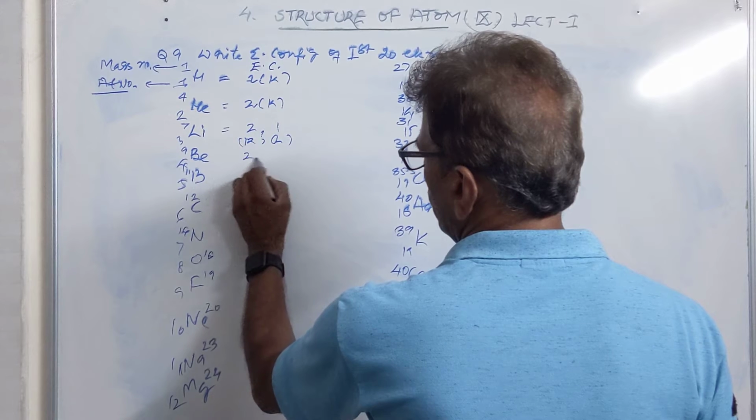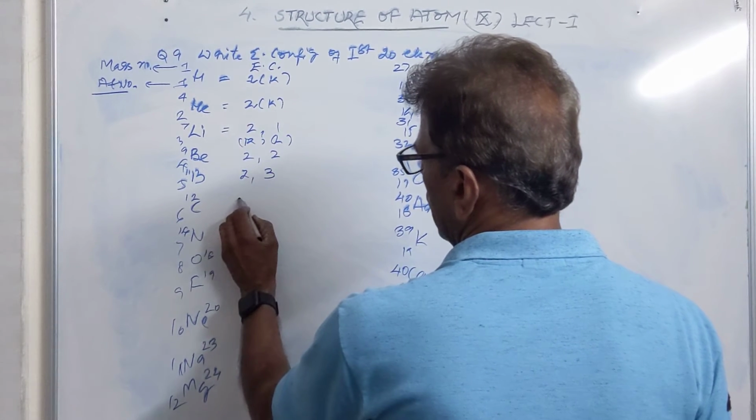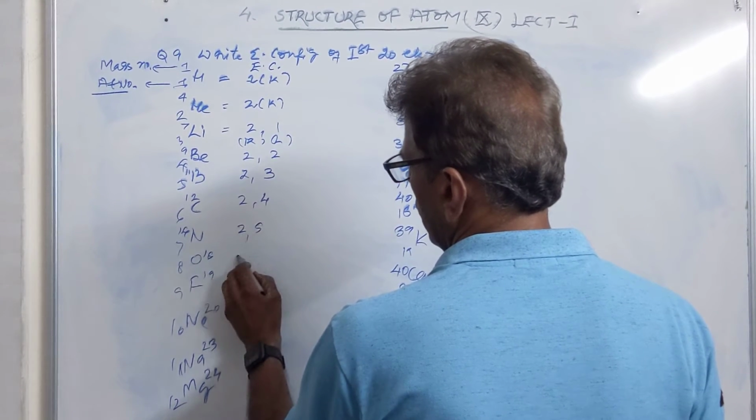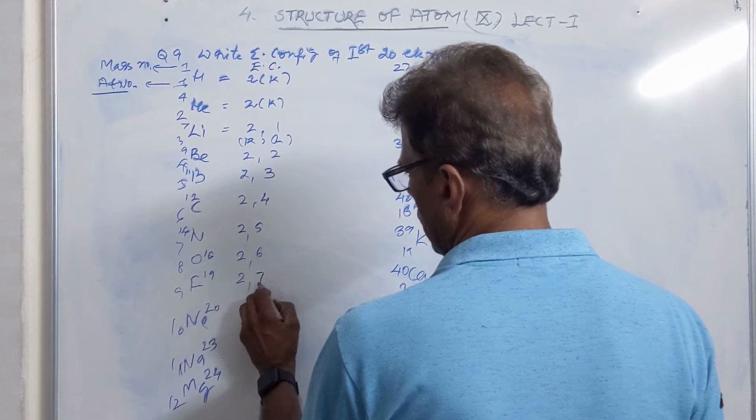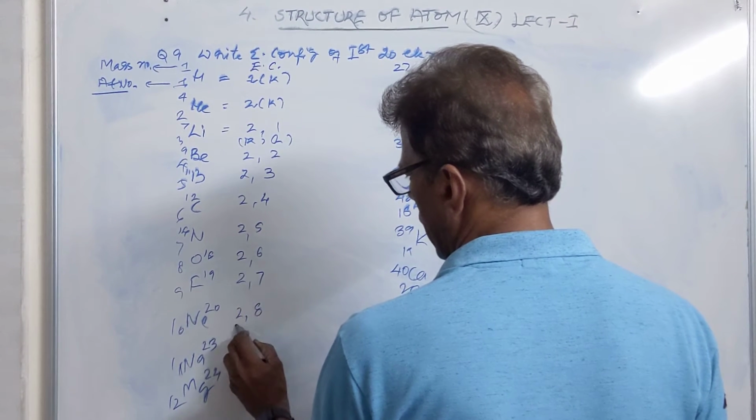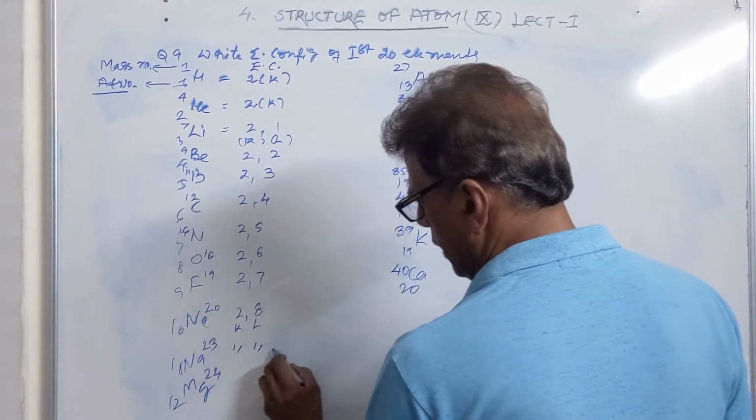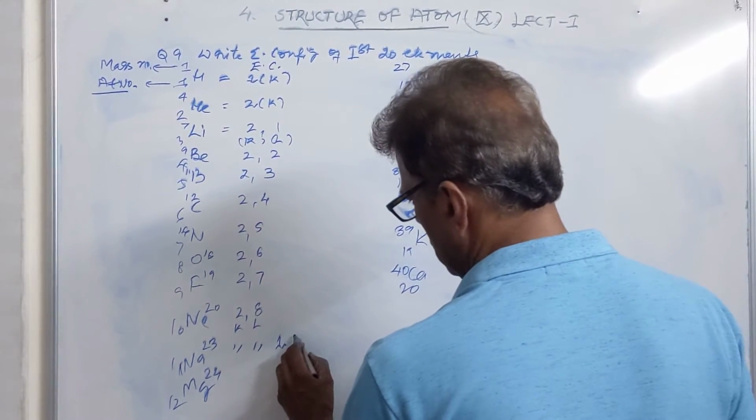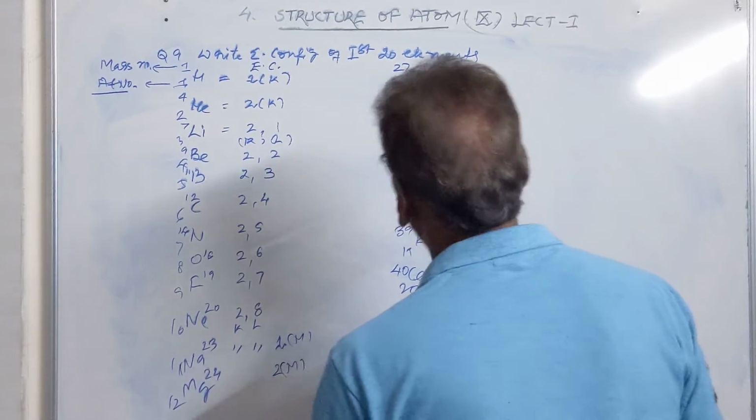Then we have beryllium 2, 2, then boron 2, 3, carbon 2, 4, then we have 2, 5, 2, 6, 2, 7, here we have 2, 8, K and L cell, they are complete now. Here we have K cell, L cell, and then we have 1 electron in the M cell. This is M cell here.